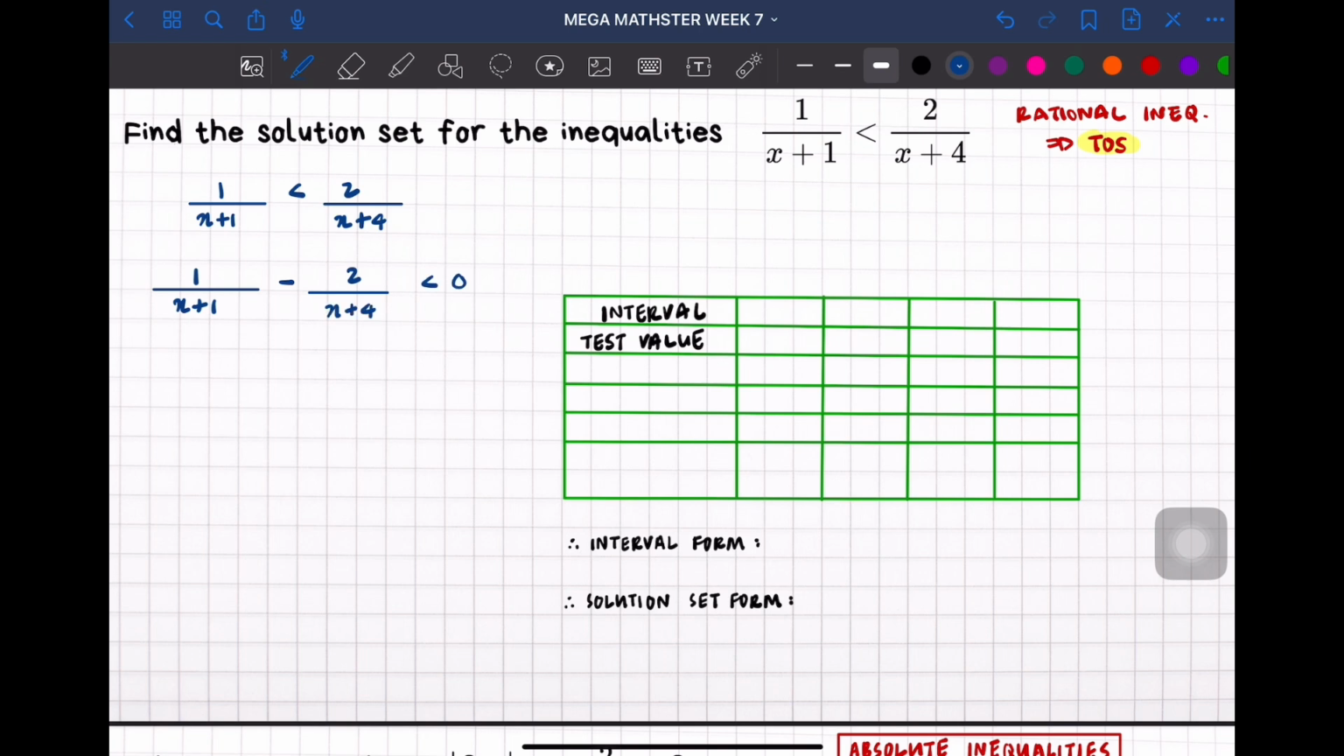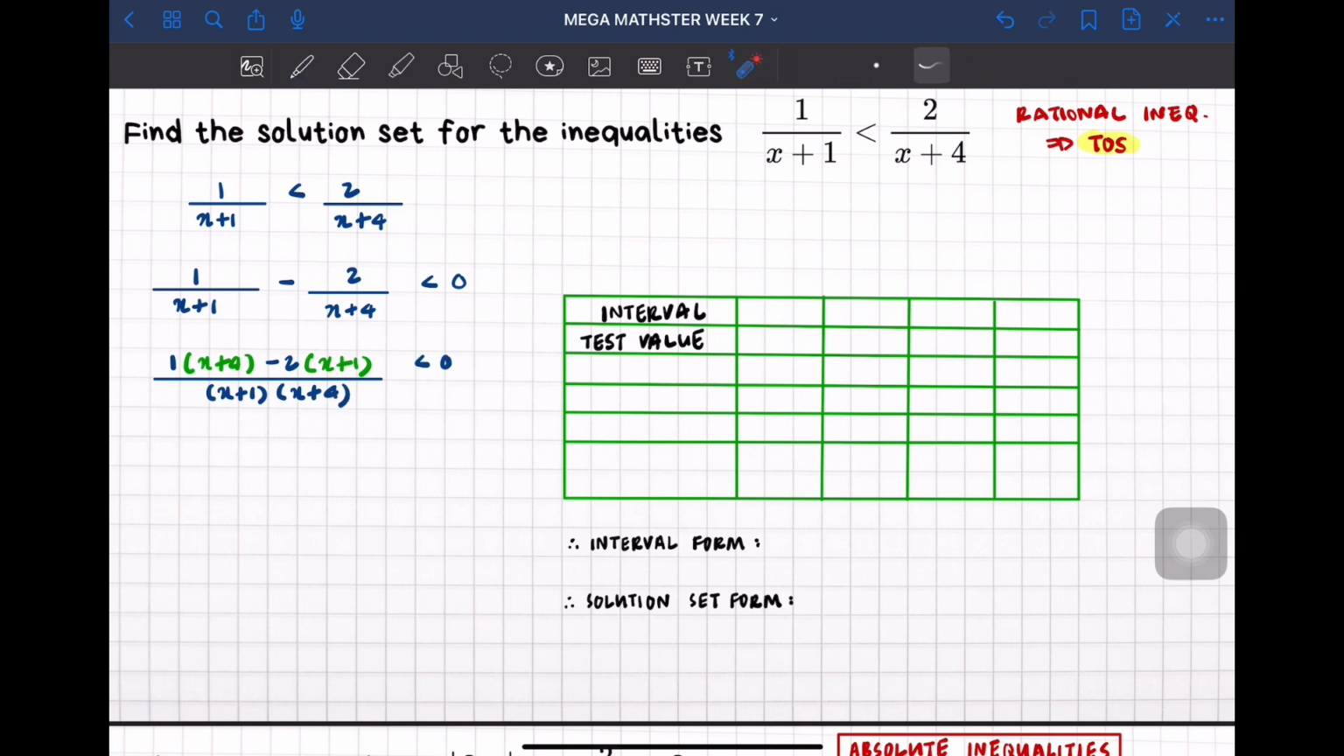Now we have two fractions over here, so we need to equate the denominator. I'm going to multiply 2 with x plus 1 and 1 with x plus 4. So we have 1 multiplied with x plus 4 minus 2 multiplied with x plus 1. Now they have the same denominator, which is x plus 1 multiplied with x plus 4. It is smaller than 0.